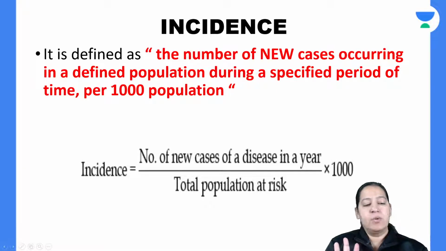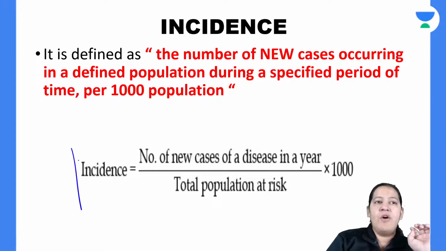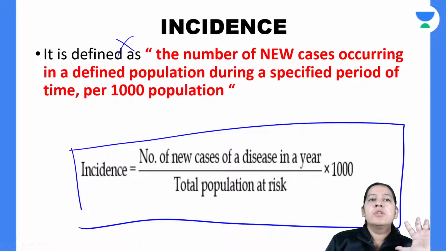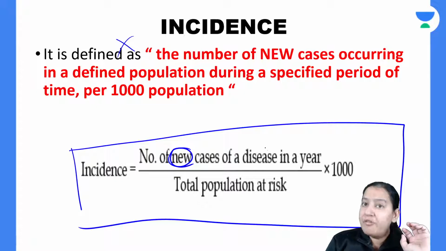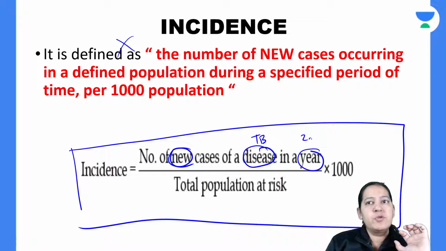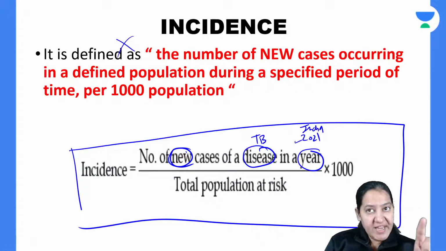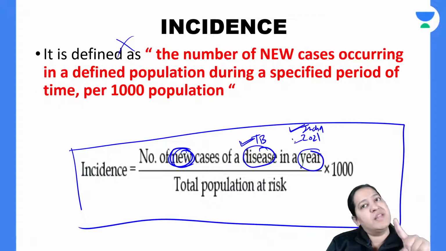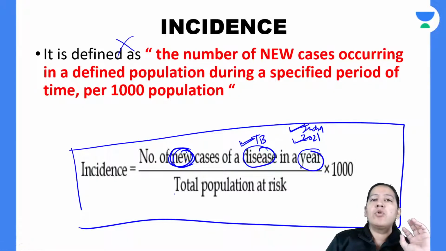Let me take an example of TB as I have told you. So what is incidence? Here you can see this is the formula of incidence. Look at the formula. Don't look at the definition, you will get confused. So what is the numerator? The number of new cases of that particular disease in that year. Here my disease is TB and my year is 2021, just as an example. So in 2021, how many new cases of TB appeared in India? My location is India. You should know your year, your location, and your disease. So how many new cases of that particular disease appeared at that location in that year? That is the numerator, upon total population at risk.